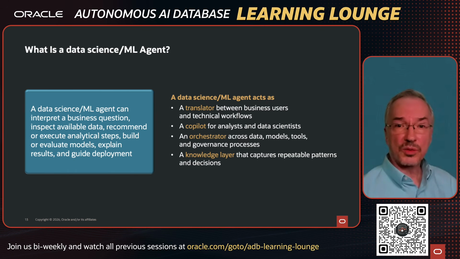You should be able to start with a business question, such as, which customers are most likely to churn, or what's driving demand variability in this region. And the agent can then help translate that question into analytical steps. Further, it can inspect available data, recommend features, compare modeling approaches, summarize results, and explain what the outputs mean. For technical users, the agent acts as a productivity accelerator. For business users, it acts as a guided interface into advanced analytics. And for the enterprise, it becomes a way to standardize and scale data science practices.